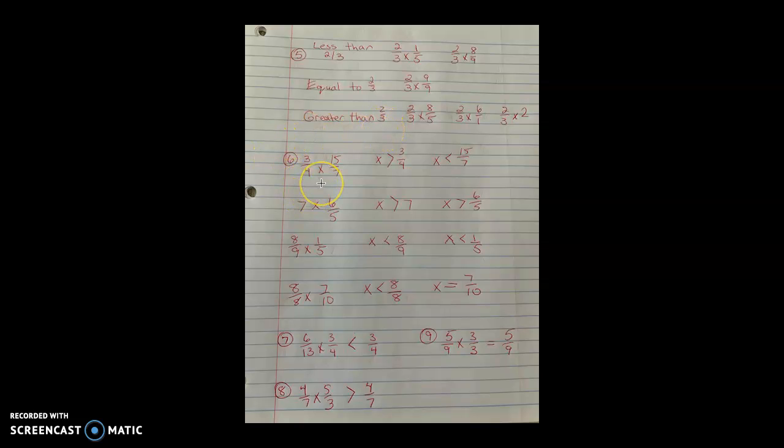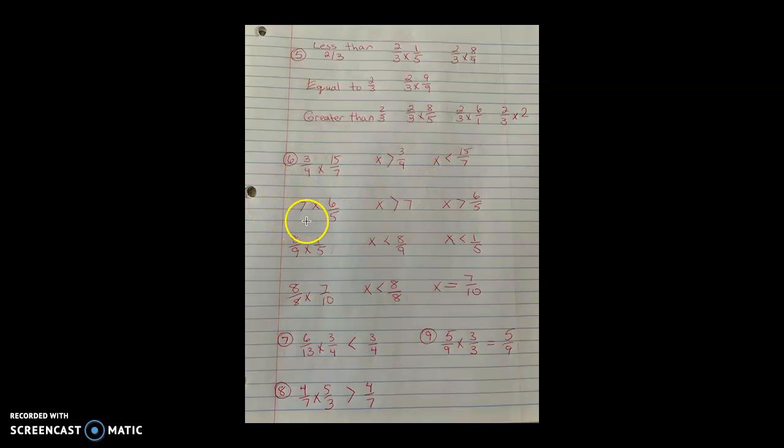On number 6, notice 15 over 7 is greater than 1 whole. So when I multiply 3/4 times a number bigger than 1 whole, my answer is going to be bigger than 3/4. But going in the opposite direction, I'm multiplying 15 over 7 times a number that's smaller than 1 whole, so therefore my answer is going to be smaller than 15 over 7.